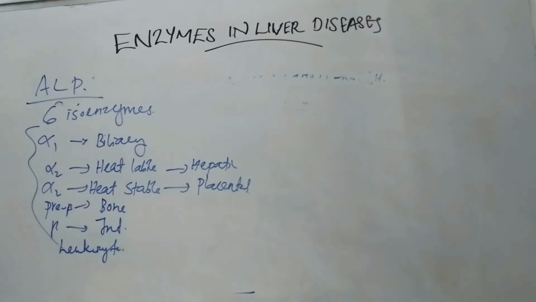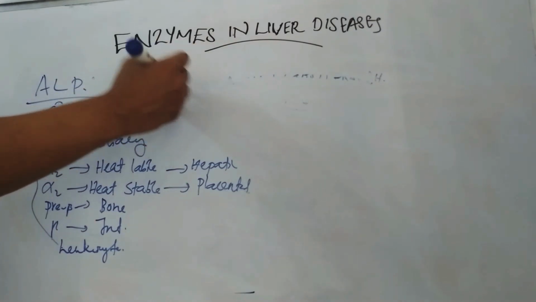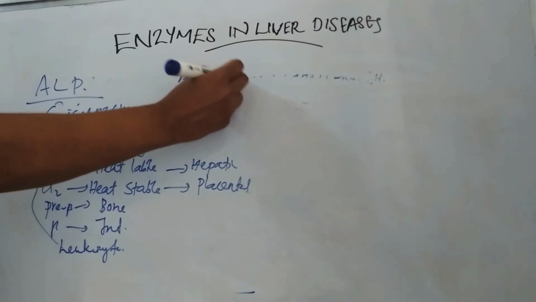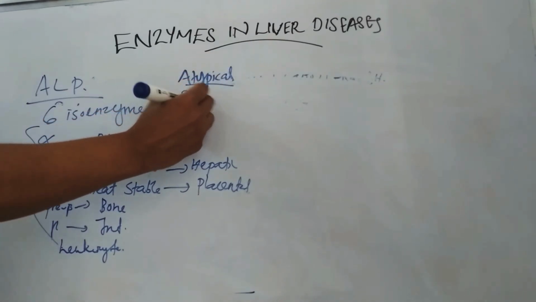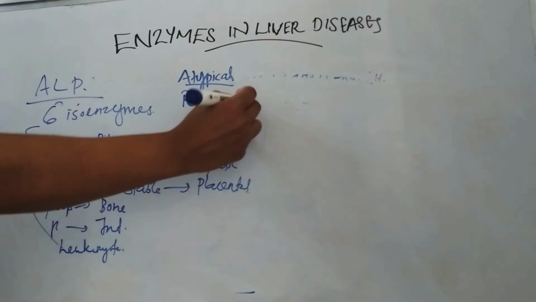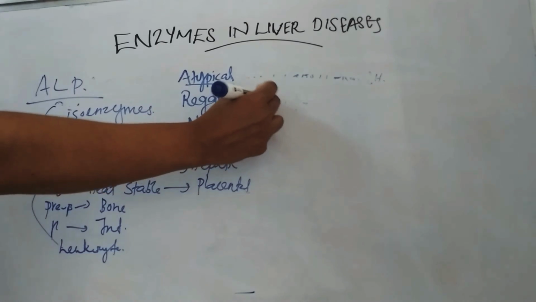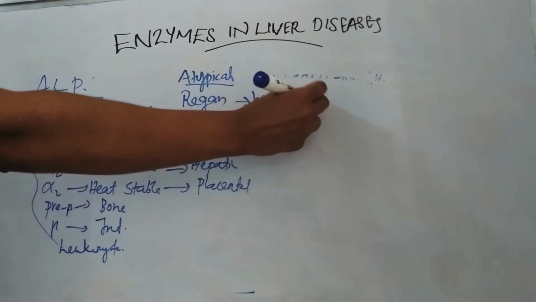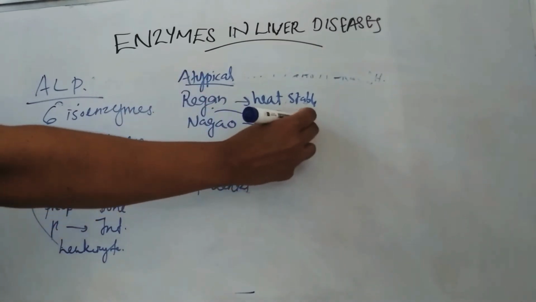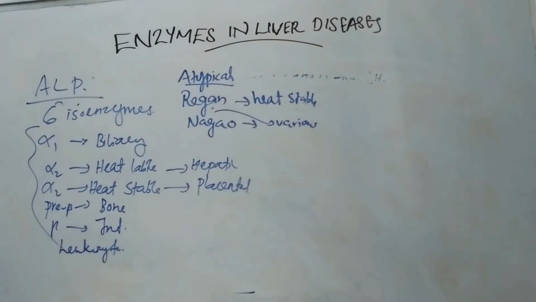Then atypical isoenzymes are also there for this ALP. These are Regan isoenzyme and Nagao isoenzyme. Regan isoenzyme is heat stable, and Nagao is a variant of Regan isoenzyme. These are the atypical isoenzymes of this ALP.